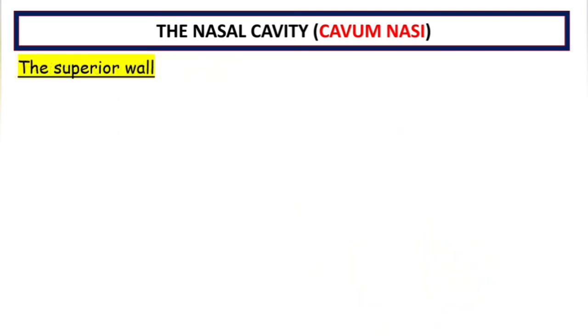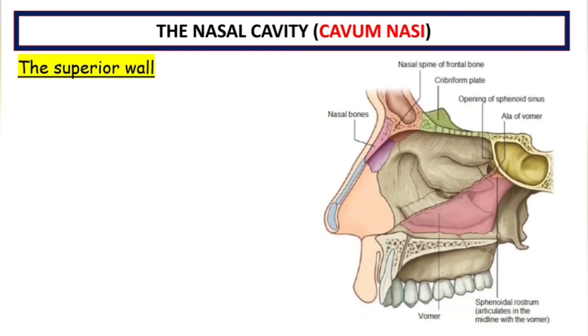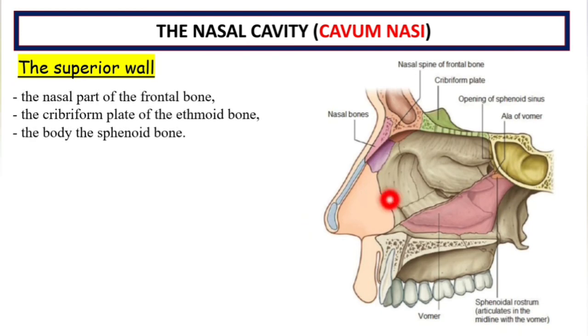The superior wall, or the roof, right? The roof is formed by the nasal part of the frontal bone, the cribriform plate of the ethmoid, and the sphenoid bone. I would like you to appreciate the sinuses, the frontal sinus and the sphenoidal sinus. Okay, that's the superior wall: the nasal part of the frontal bone, the cribriform plate of the ethmoid bone, and the body of the sphenoid bone.